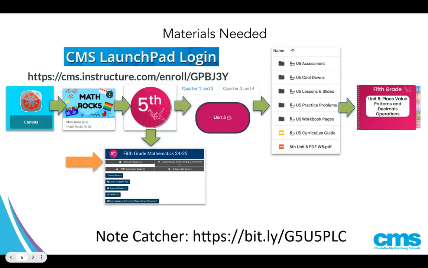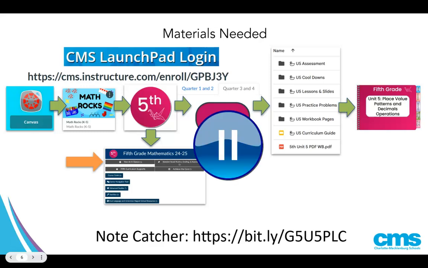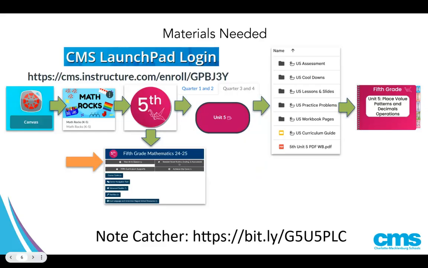Everything is in a folder in the Unit 5 link except the curriculum guide. I will refer to the curriculum guide throughout this deep dive, so you may want to have it open. You will also need to access the note catcher using the bit.ly on the screen. Pause if you need to access these resources.